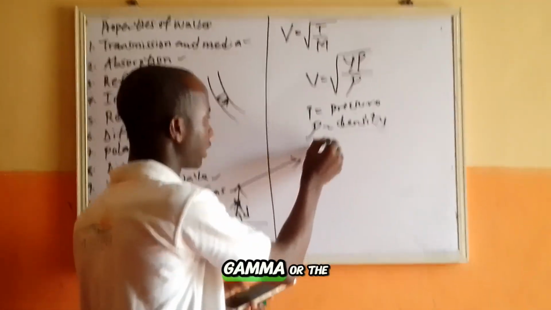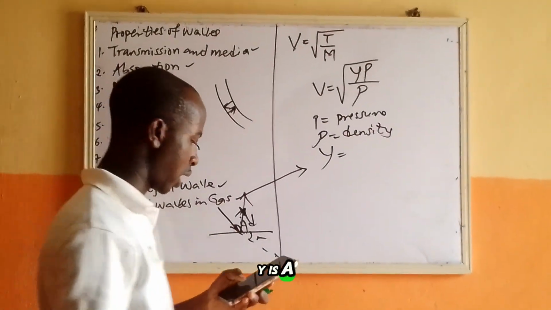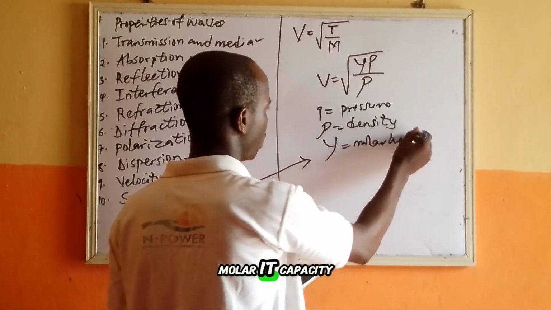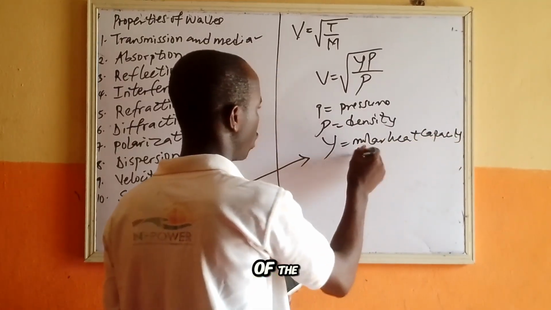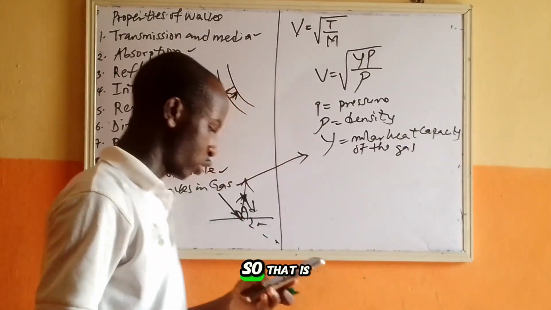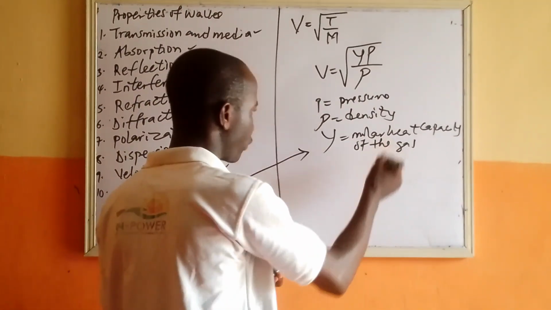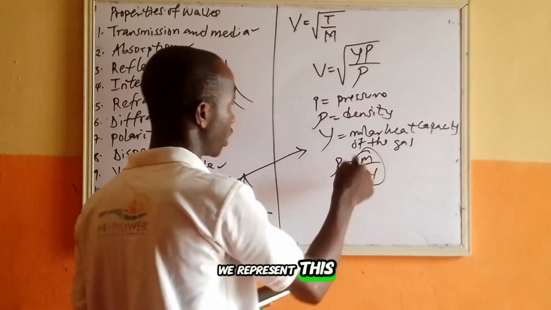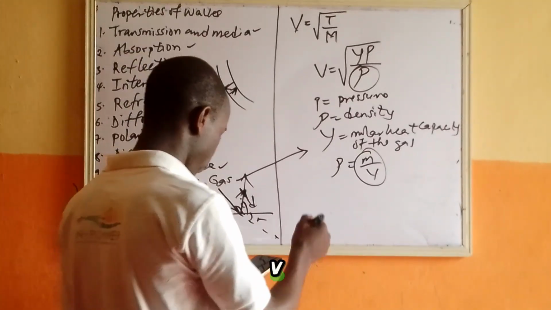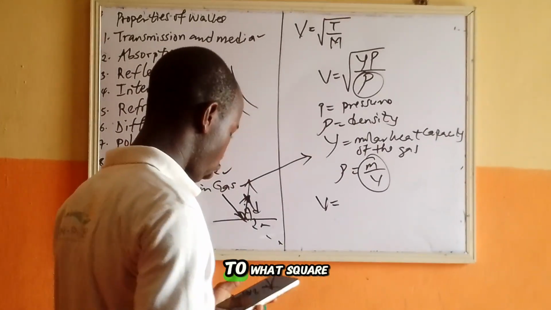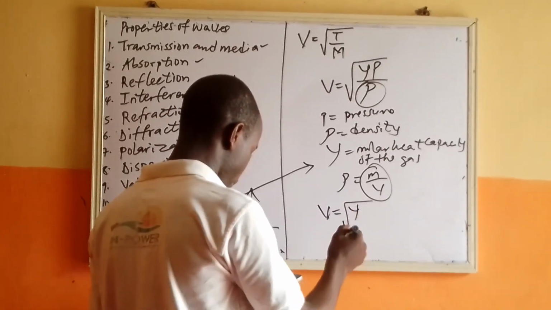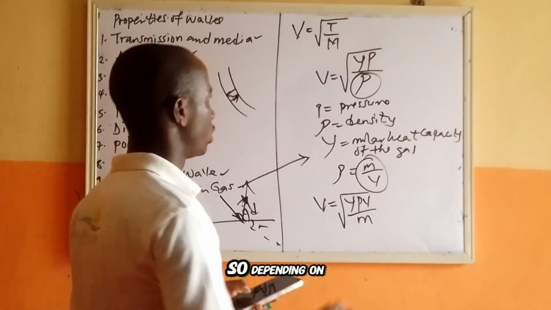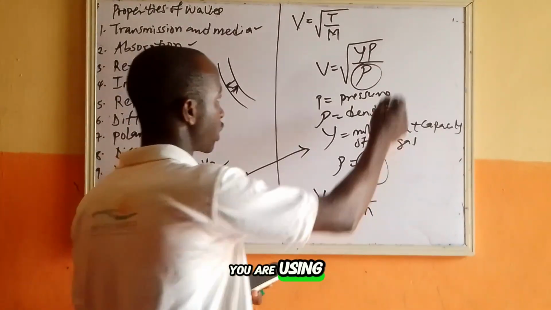And then our gamma, the one that looks like a Y, is the ratio of the molar heat capacity of the gas. You can also say, remember that our density is mass over volume. That means if we represent this with our density, you can have v equals the square root of gamma pV all over m, our mass. So depending on the question, as I've said, will determine which one you use.